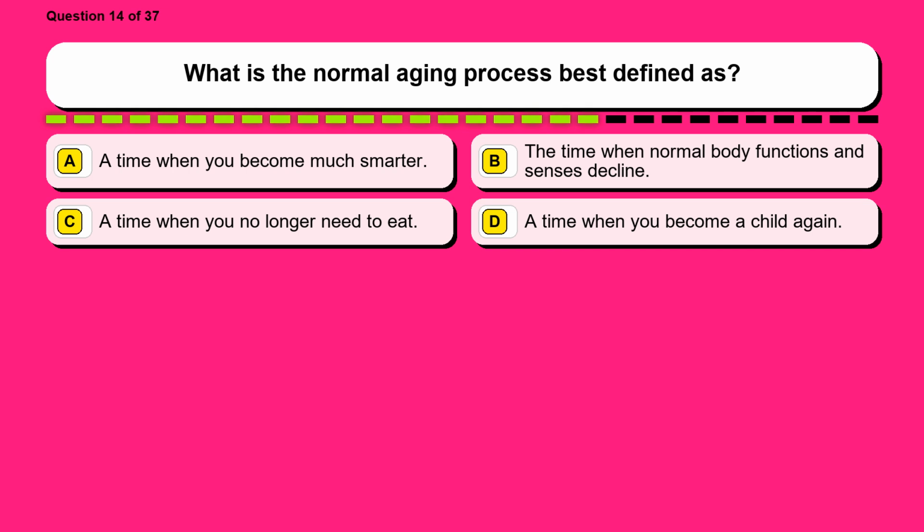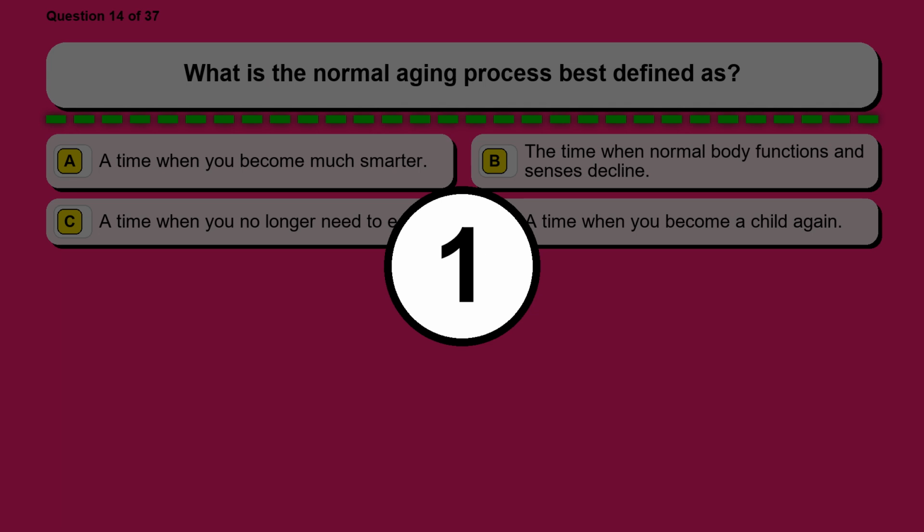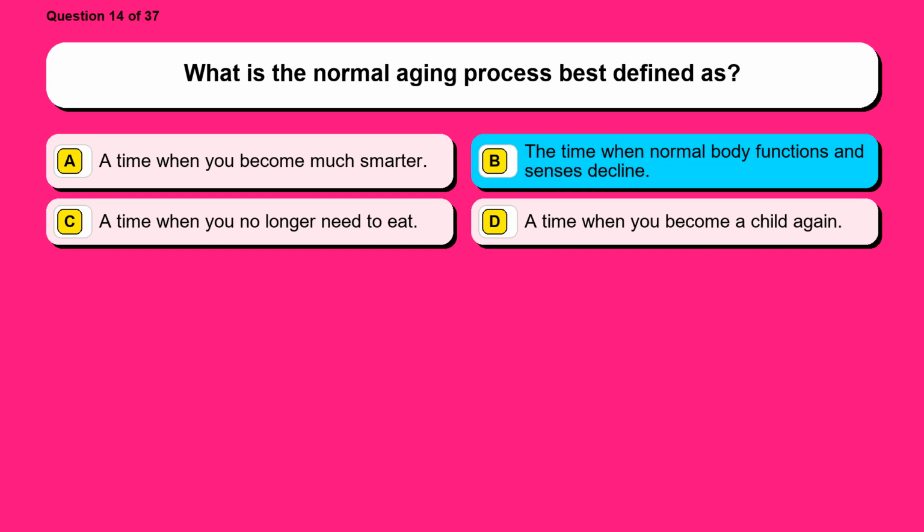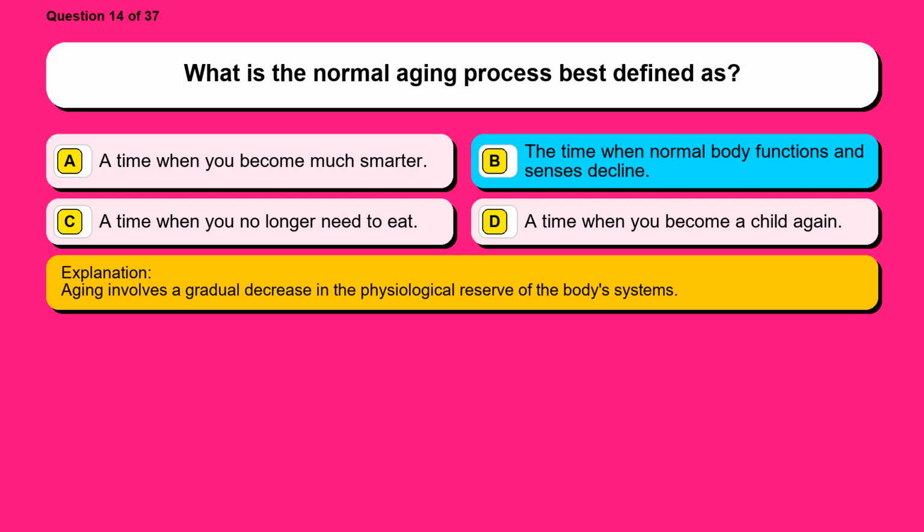Option C, a time when you no longer need to eat. Option D, a time when you become a child again. The correct answer is option B, the time when normal body functions and senses decline. Aging involves a gradual decrease in the physiological reserve of the body's systems.